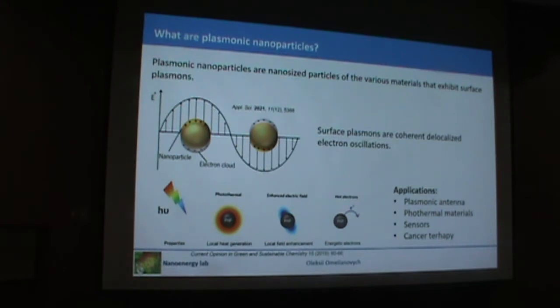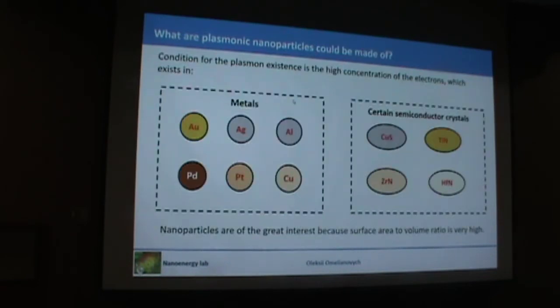Among the applications of the plasmonic nanoparticles are plasmonic antennas, photothermal materials, sensors, and there are some applications in cancer therapy. Plasmonic nanoparticles could be made of various materials, but the main requirement is a high concentration of electrons, which is the property of metals for the most part, and also of some semiconductor crystals, which have a very high electron concentration.